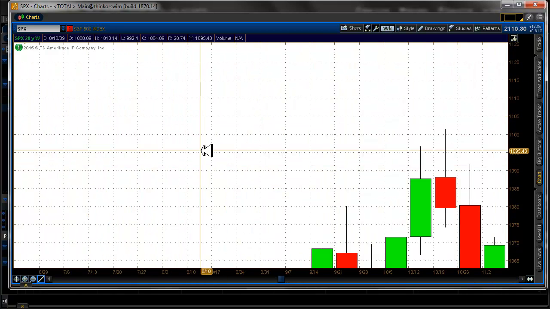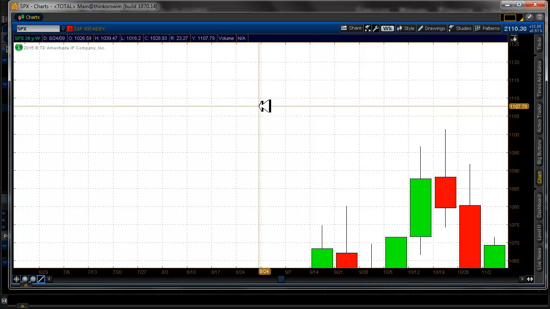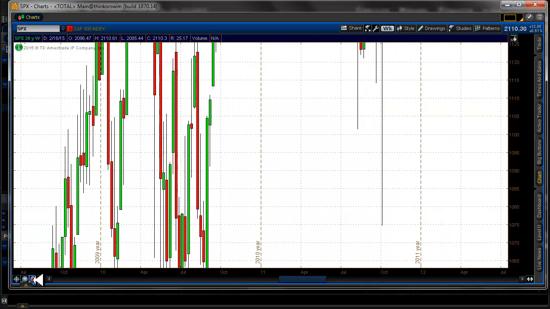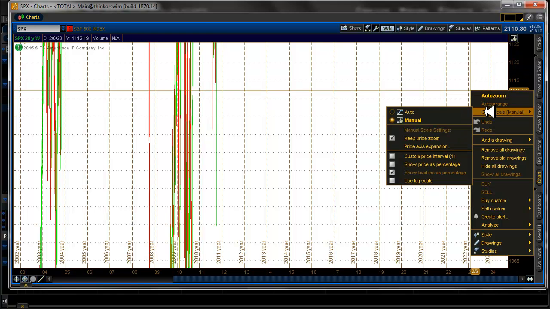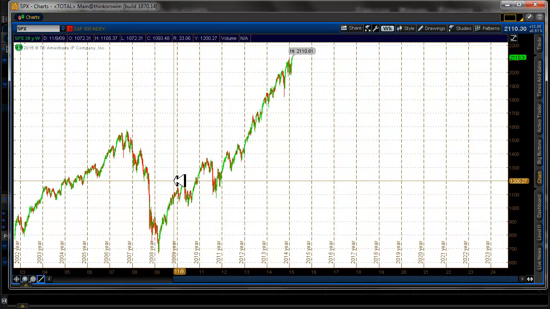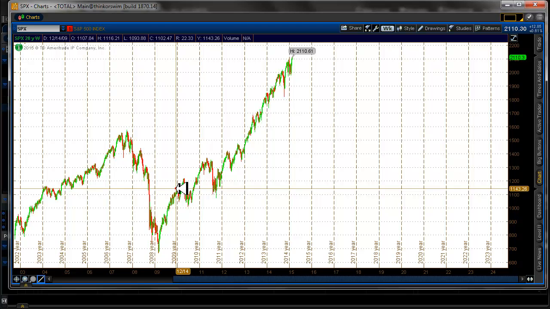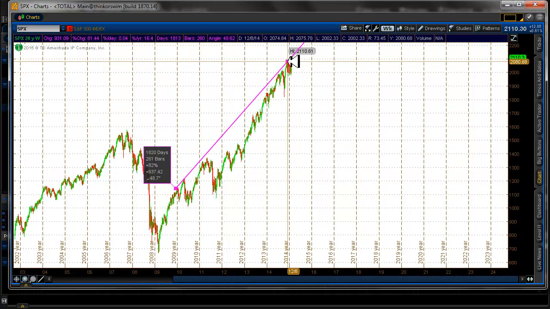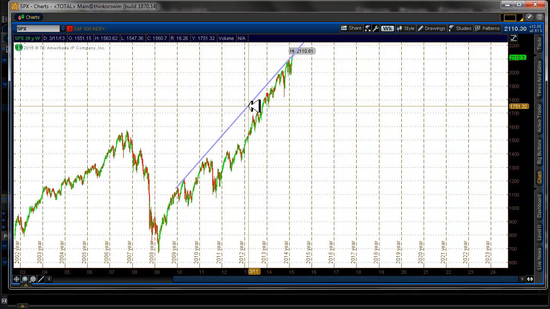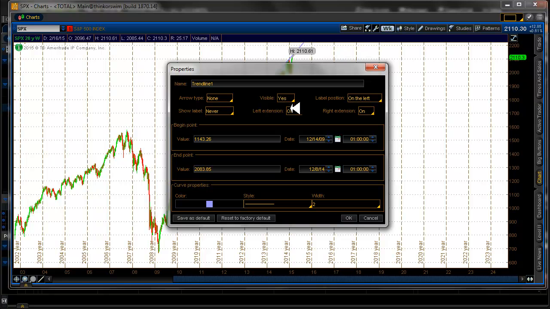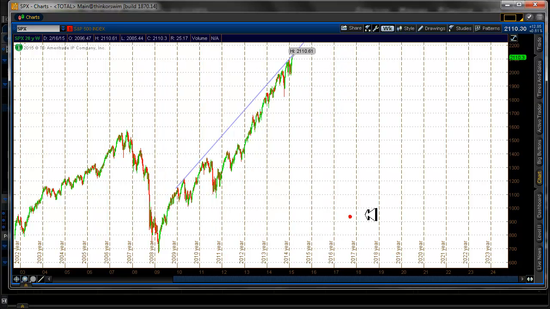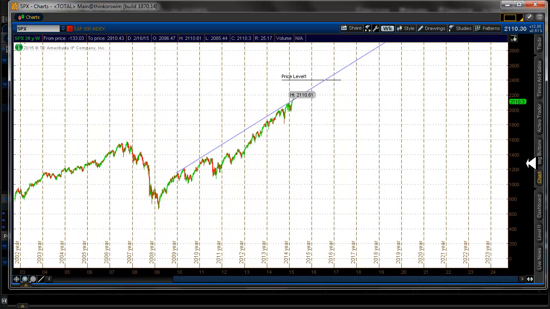And here's going to be our trend. Oops, I don't know what happened there. Something went wacko here. Let's go back to auto. There we go. Alright, so we're going to draw a trend line in here. And there it is. And we are going to make sure that the right extension is turned on. Okay, so now we can squish this down again.